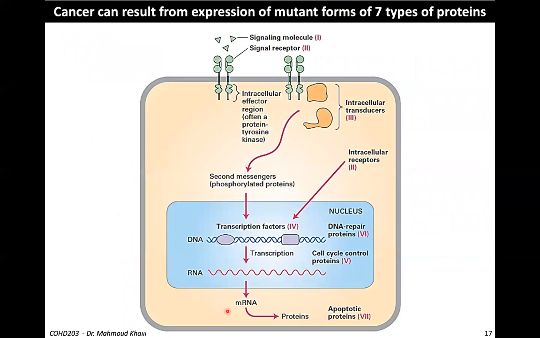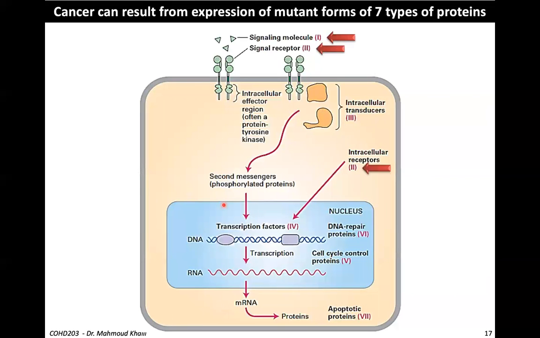So to summarize, what are the types of protein where any abnormality can lead to cancer? Generally they are classified into 7 classes of proteins. The first is the signaling molecule coming from outside the cell, either a hormone or growth factor. It could be a protein that is inactive or hyperactive.